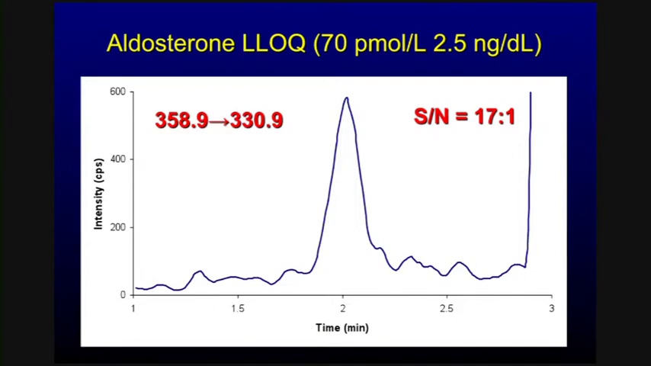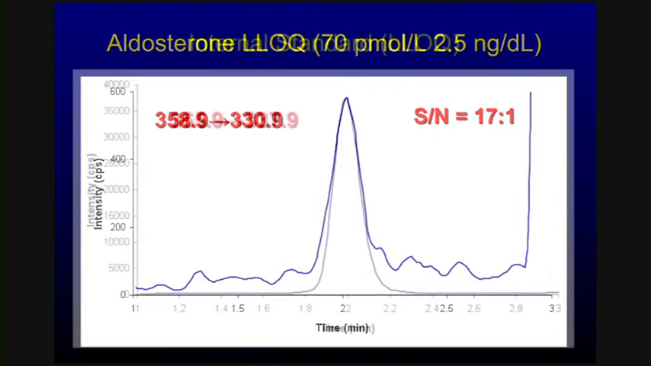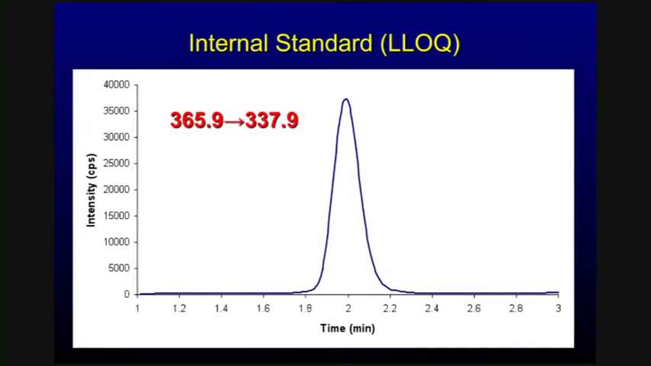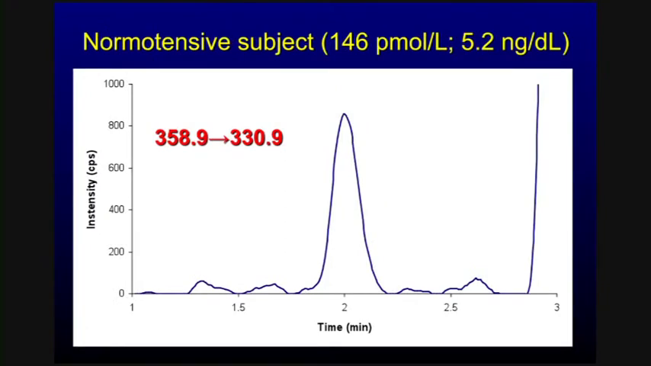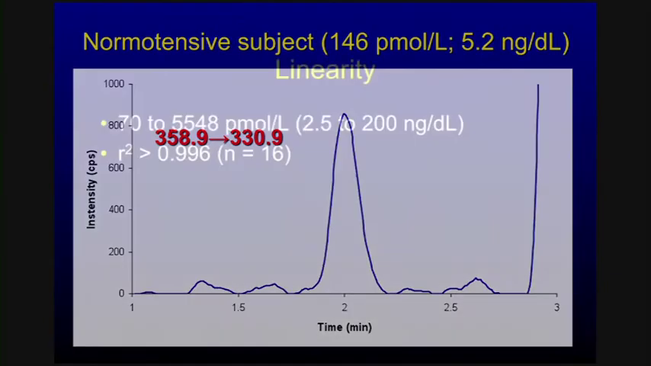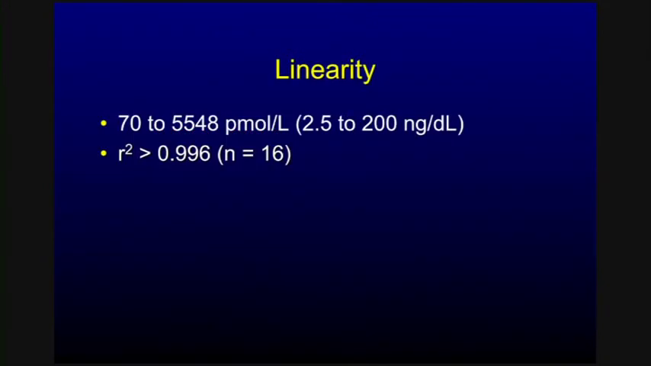And this is a very relevant clinical measurement in terms of use in clinical practice. This is the internal standard. This is a typical normotensive subject who had quite a low level at 5.2 nanograms per decilitre. You can see again the very low signal-to-noise ratio with this particular measurement. It has very good linearity for a fairly standard curve that is used with immunoassays from 2.5 up to 200 nanograms per decilitre.